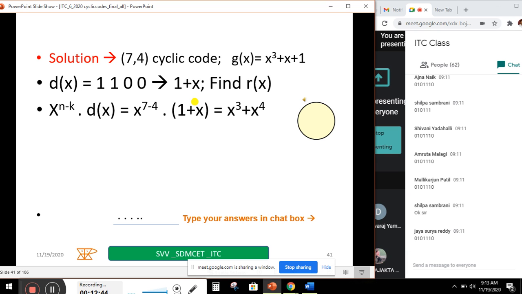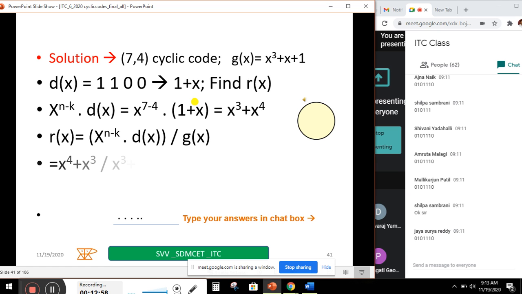Then next step, what I have to do? X raised to n minus k into d of x whole divided by g of x. So now I have to divide it by g of x. G of x is given as x cube plus x plus 1. Write down and share your answer q as well as r in the chat box. I want all of you to type the answer.